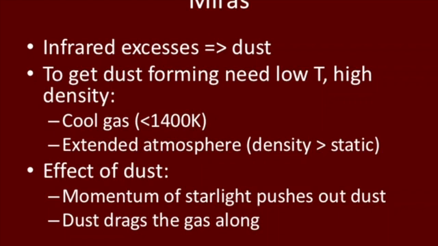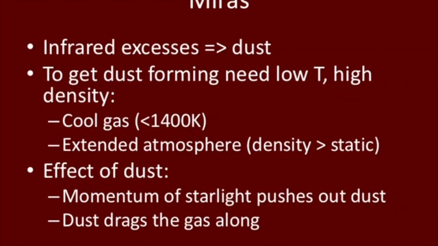To get dust forming, we need a couple of things. We need a low temperature, below 1400 or even lower than that, and we need an extended atmosphere with a density that's higher than in a static atmosphere. In a static atmosphere, by the time you got to this temperature or below, you'd be so far out there'd be nothing there to make dust from. So you need the stuff to be out there, and you need it to be cold.